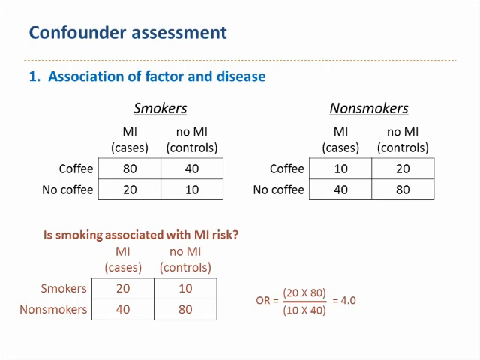Based on this table, we can construct an odds ratio. And this yields an odds ratio of 4 for a relationship between smoking and MI. So we see that we have a strong association between smoking and the likelihood of somebody being an MI case. And this is consistent with what we know from other evidence about the relationship between smoking and myocardial infarction.